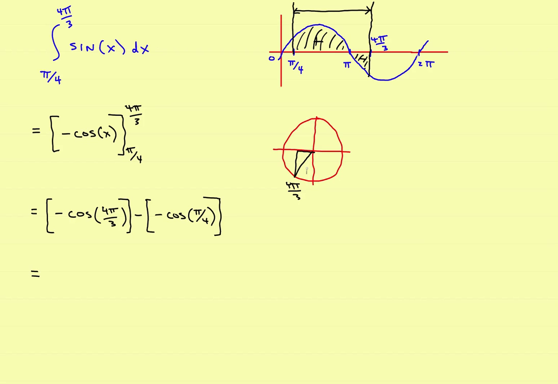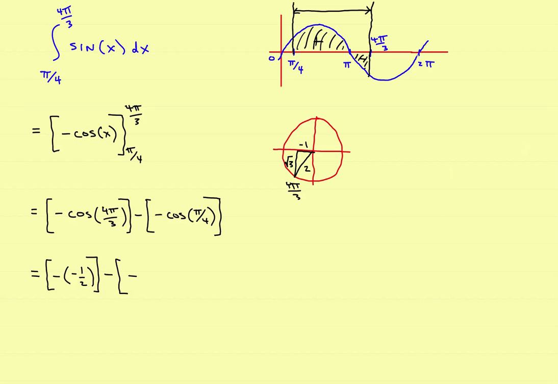Now, if you remember your special angles, this is going to be 2, a negative 1, and this side would be square root of 3. You want the cosine, which is x over r, so it's going to be minus 1 over 2. So the cosine of 4 pi divided by 3 is x over r, minus 1/2. Then you've got the negative of that.